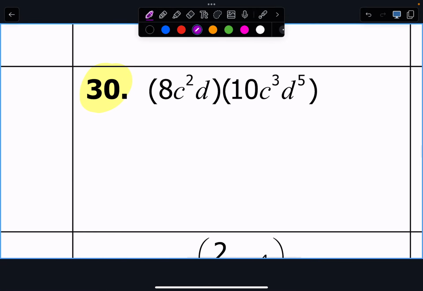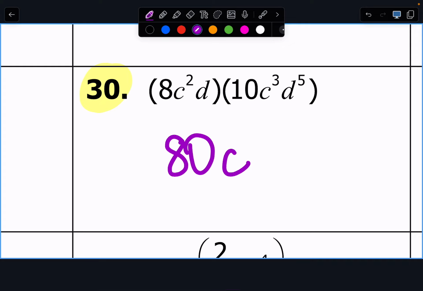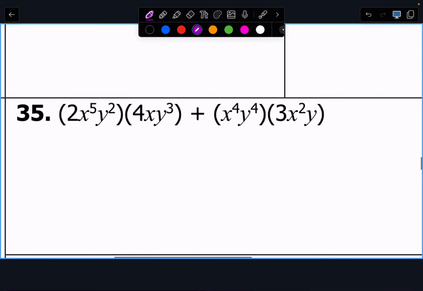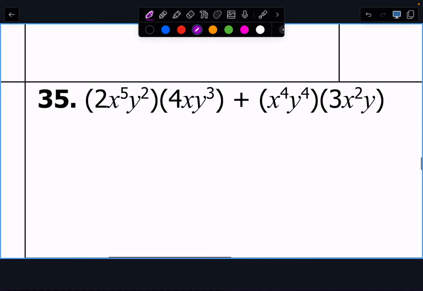All right. And then number 30. Aubrey, what you got? 80, and then C to the 5th, and D to the 6th. Good. Okay. Now, what happens when we have multiplication and addition and subtraction in the same problem? It gets harder. Okay. It's like maybe we have a rule of some sort for when we have multiple operations in one problem.